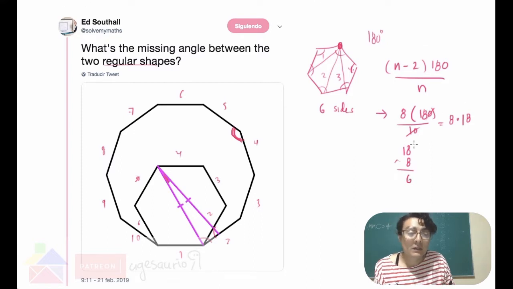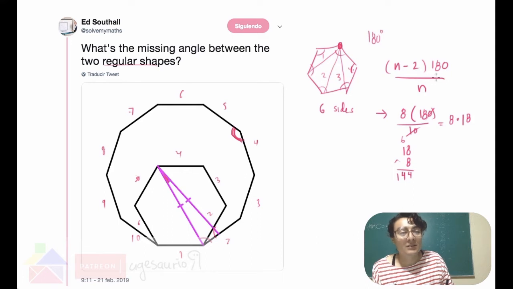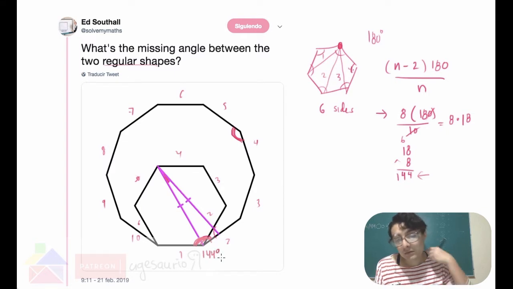I'm sorry, I wrote numbers wrong. That's 144, right? Yes, of course, 144. I can't believe this is the hard part for me. Okay, so we know this whole angle right here, it's 144 degrees, okay?